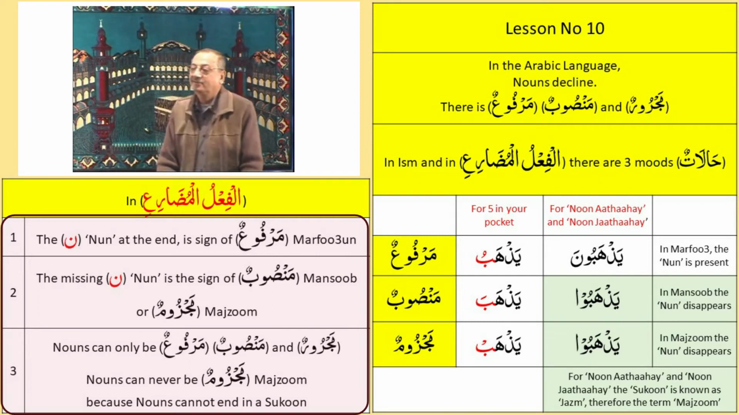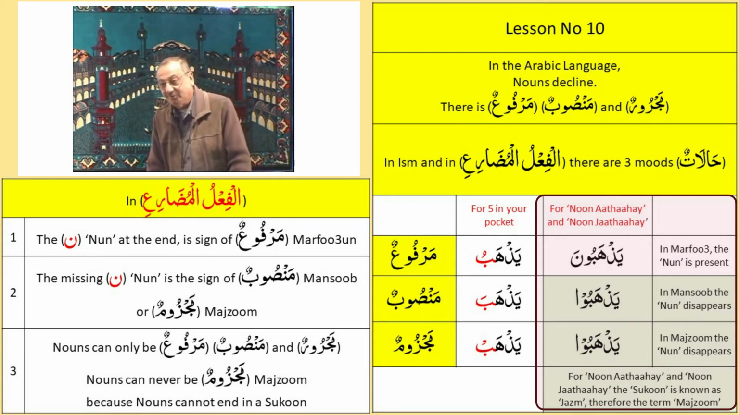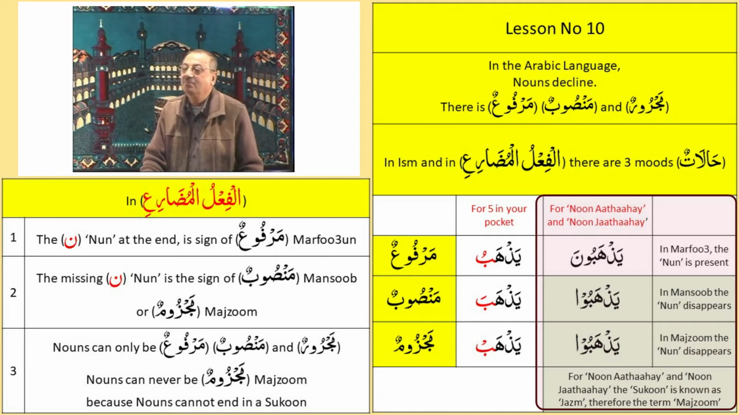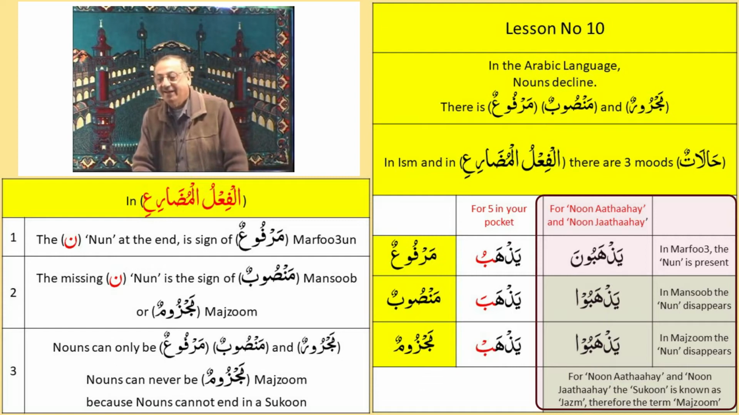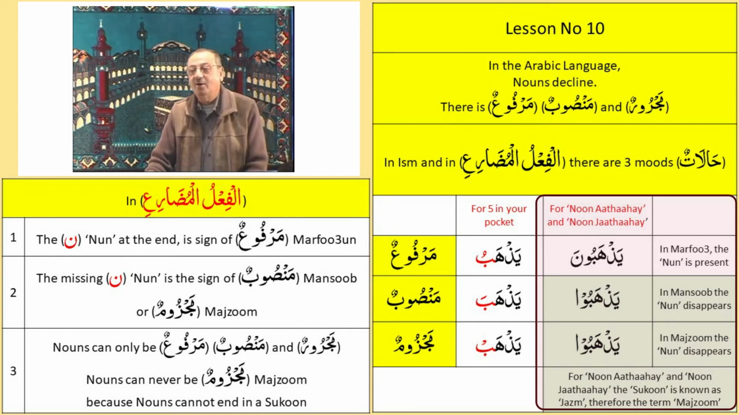Now, the other section I jokingly told you, we can call it noon aata hai, noon jata hai. Noon comes and noon goes. When the noon comes, when you see the noon in the verb like yadhabuna, that noon is the sign of its being marfu. And when the noon goes away, it is either mansub or majzum, depending on what is in front of the verb.